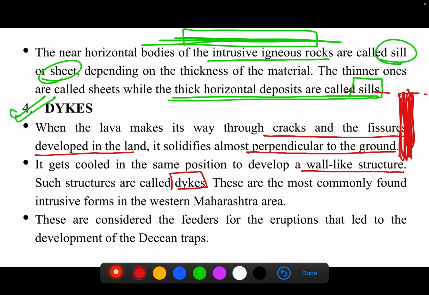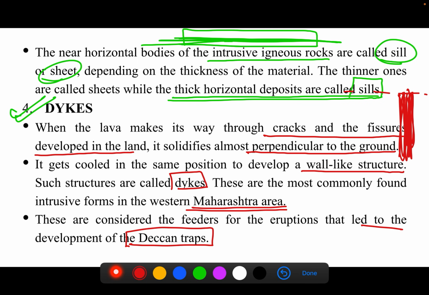These are commonly present as intrusive forms in the western Maharashtra area. These are considered to be the feeders for the eruption that led to the development of the Deccan Trap. Alright, so how were the Deccan Traps formed? From where did they get their magma source? It is from these dikes that they got their magma source.